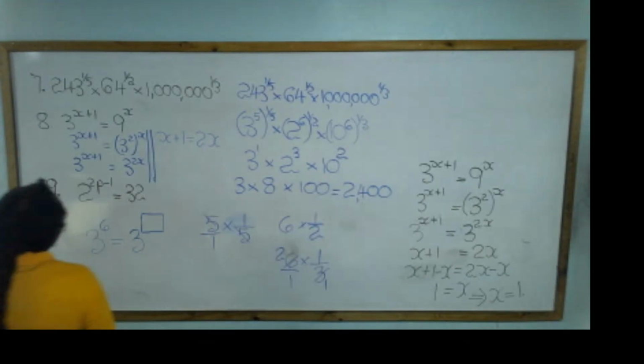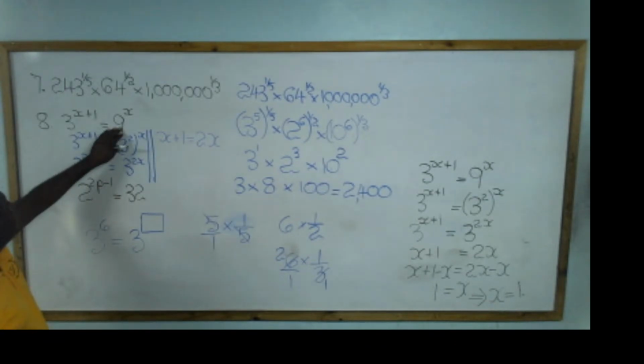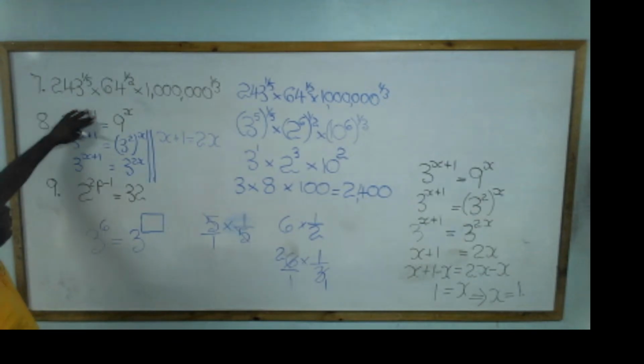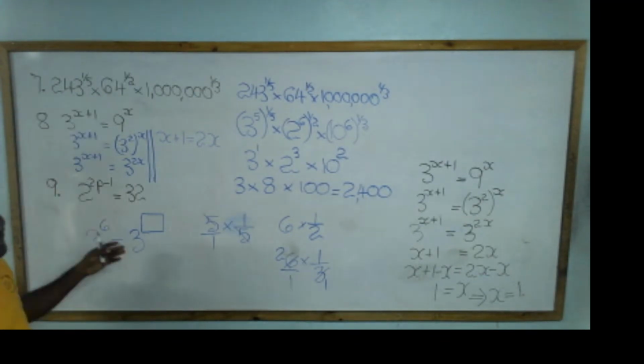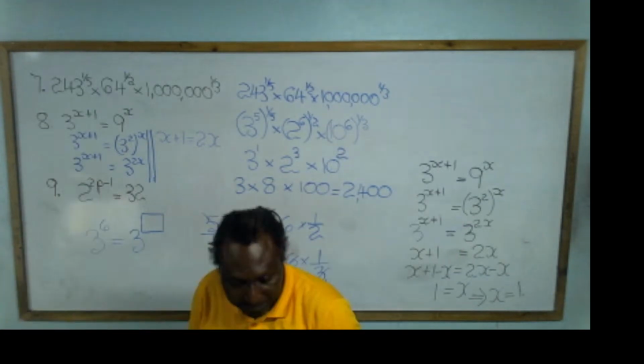Of course, 9 to the power of 1 is 9. And if we have 1 here for x, 1 plus 1 will be 2. And 3 to the power of 2 will be 9 also. So that one is also correct.